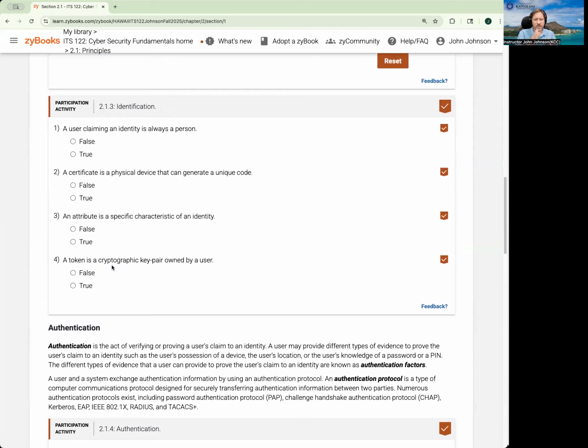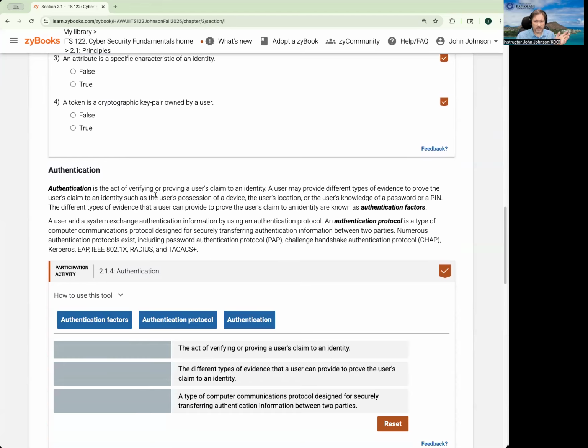The authentication is the actual proving of your identification. So authentication is the act of verifying or proving a user's claim to an identity. So a user may provide different types of evidence to prove the user's claim to an identity, such as the user's possession of a device, the user's location, the user's knowledge of a password or a PIN.